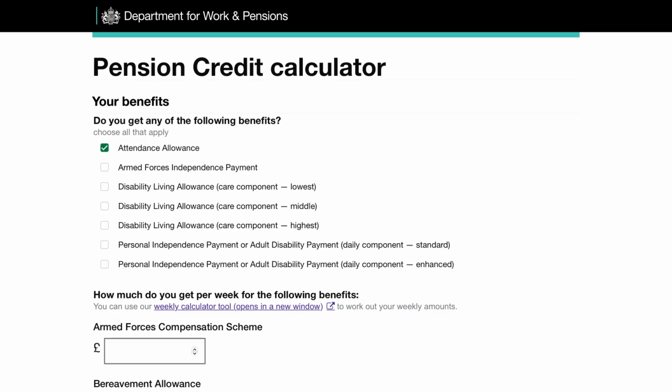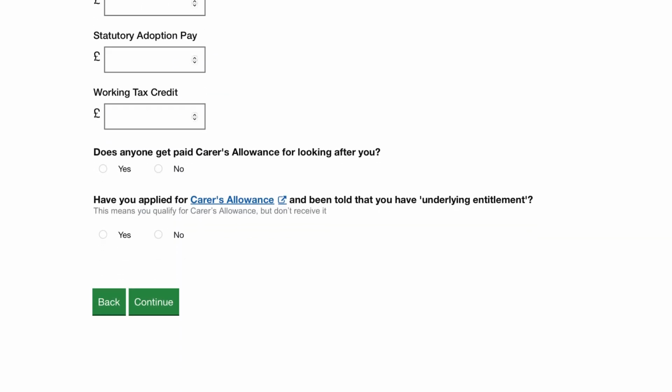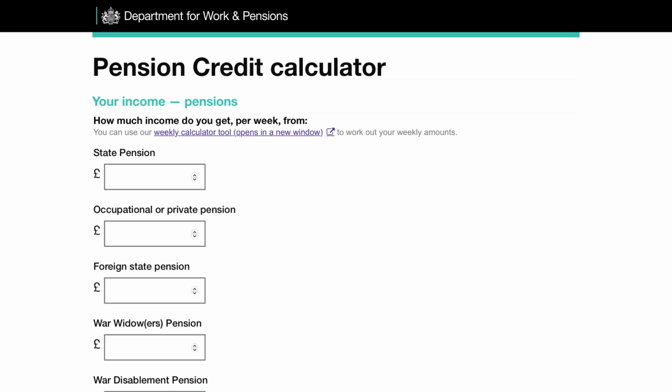Jackie does not receive any other benefits, so these boxes can be left blank, and nobody receives carer's allowance for her, so she selects No before continuing to the Your Income section. Jackie receives the full rate of the new state pension at £241.30 per week. She also receives a personal pension of £45 per week.